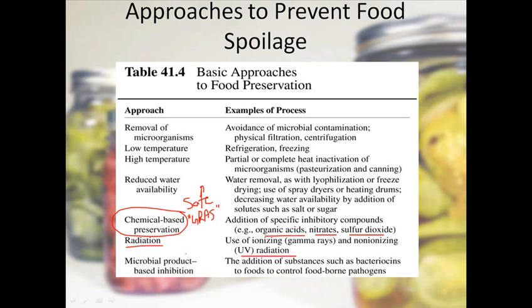And we have microbial product based inhibition. You can use different products, for example addition of substances such as bacteriocins. Bacteriocins are proteins which can make holes in the bacterial cell, and thus can kill bacterial cells in minutes. We can use these bacterial induced materials. Bacteriocins are actually produced by other bacterial cells. I can use these bacteriocins to protect foods.